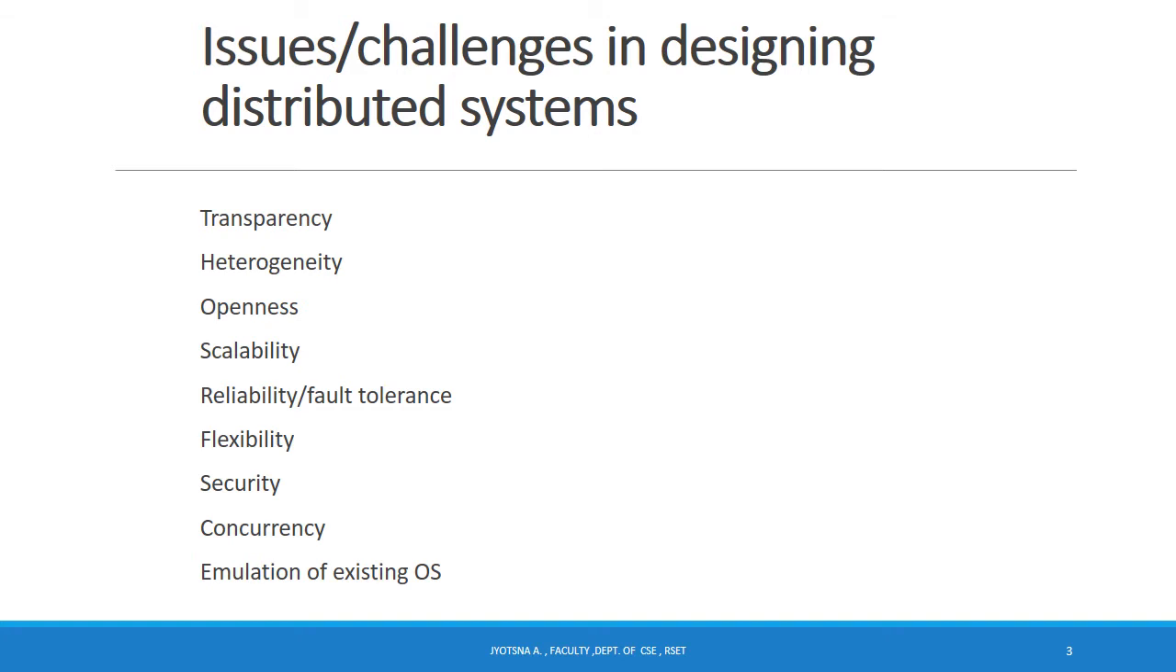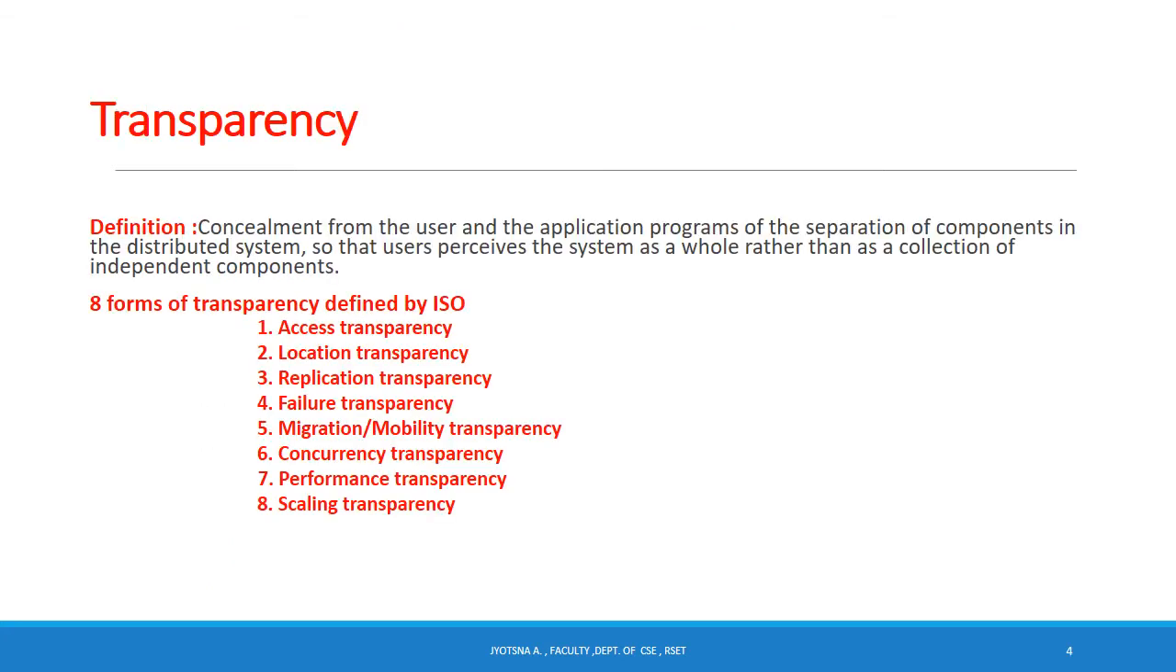These issues or challenges in designing distributed systems are also some other characteristics of distributed systems, other than the characteristics which I mentioned in lecture 1. Let's look at each of the challenges in designing a distributed system one by one. The first one is transparency.